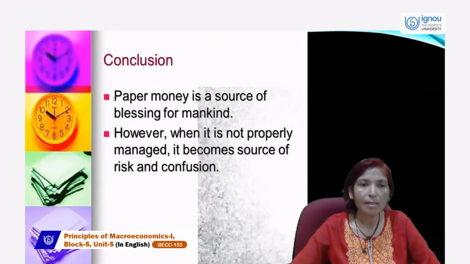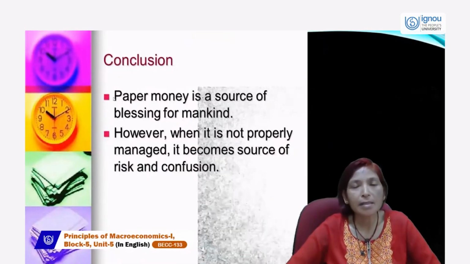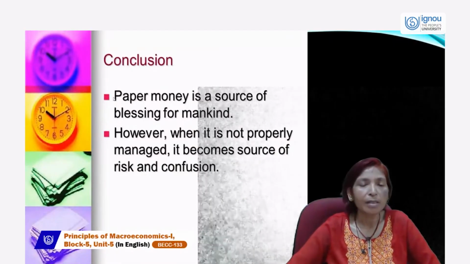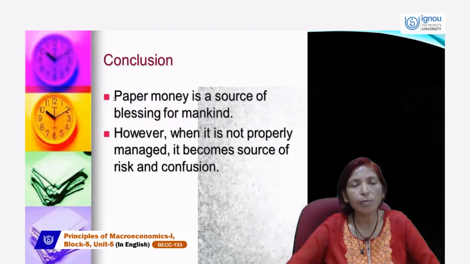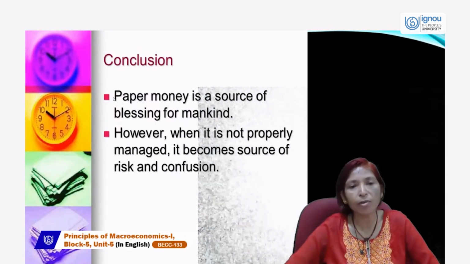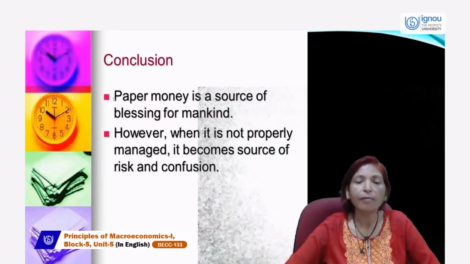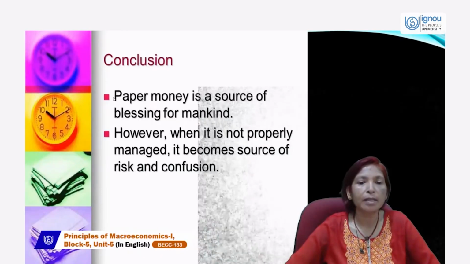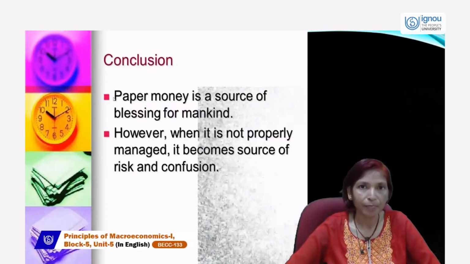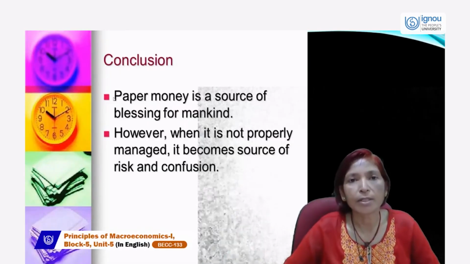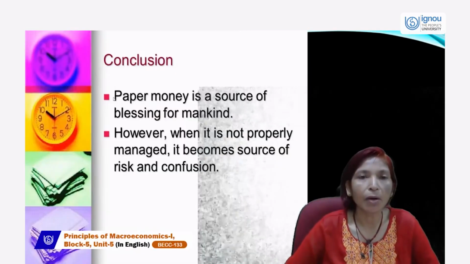Now, the conclusion is that in today's session we have discussed what money is, the various functions of money, and the types of money. Paper money is a source of blessings for mankind. However, when it is not properly managed, it becomes a source of risk and confusion. So money plays a very important role in a modern economy. Thank you.